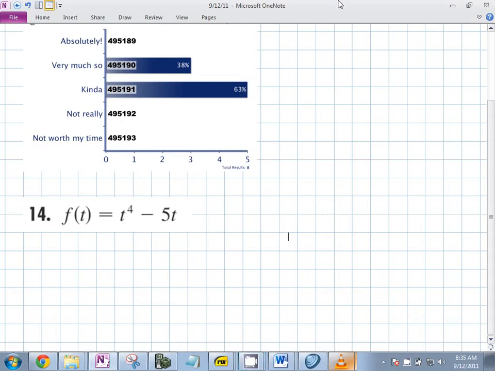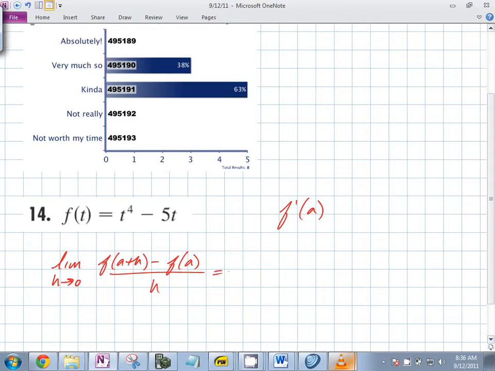Find f prime of t, right? So let's find f prime of a. We're going to do the limit as h goes to 0 of f of a plus h minus f of a, all over h.